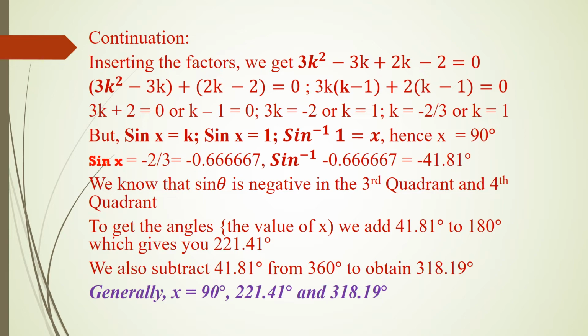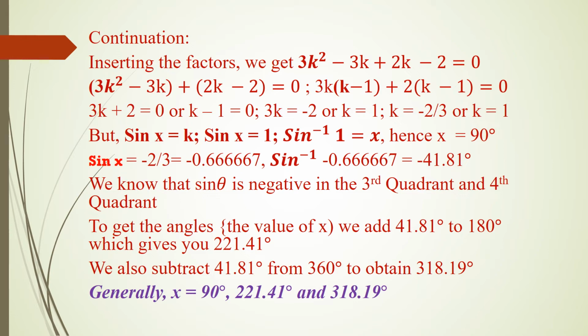Let's find the other value of k. So we take 3k plus 2 is equal to 0. We take the positive 2 to the other side, it becomes a negative. Then we divide by 3 on both sides. Therefore, the other value of k is minus 2 over 3.